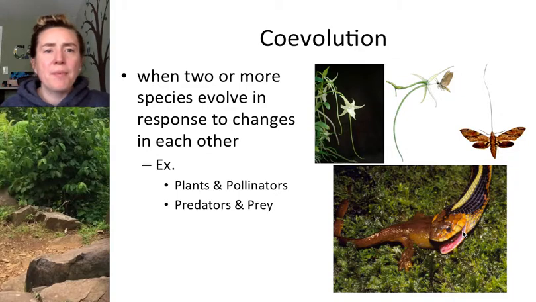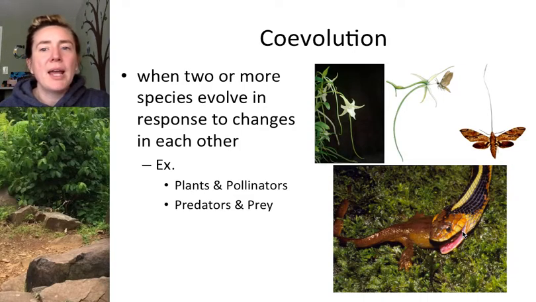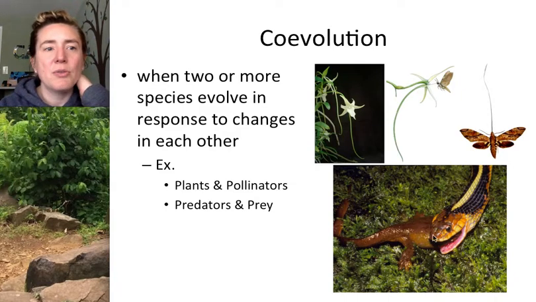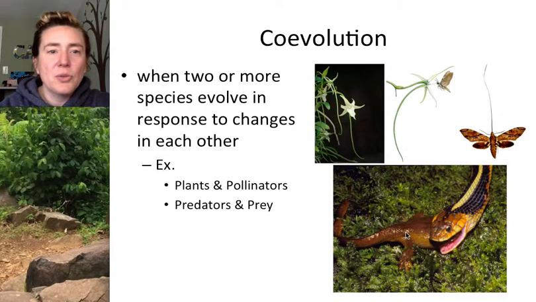Another way that can shape these traits once there is that reproductive isolation, and could result in speciation, is something called coevolution. So when you have two or more species that are going to evolve in response to each other. Think of this like a predator-prey situation or a plant and pollinator situation. In the example here, we have a garter snake and a newt. In this example, we have our newt be really toxic and poisonous to the garter snake. So this garter snake is going to develop a resistance to this toxicity.